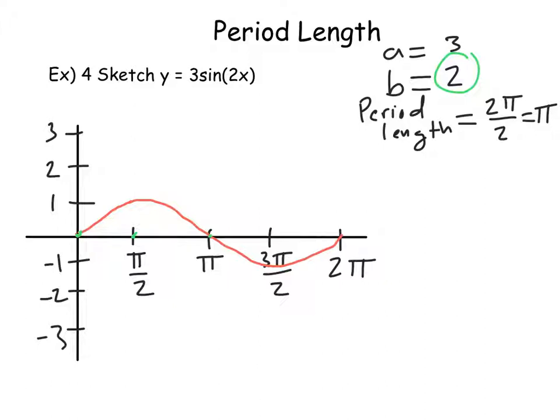So this first period would look way up to 3, back to 0, down to -3, and back to 0. Okay? There's number 1, and here's number 2, all the way up, back to 0 at 3 pi over 2, down to -3, and back up. Okay? That graph in green, again, is 3 sine of 2x.